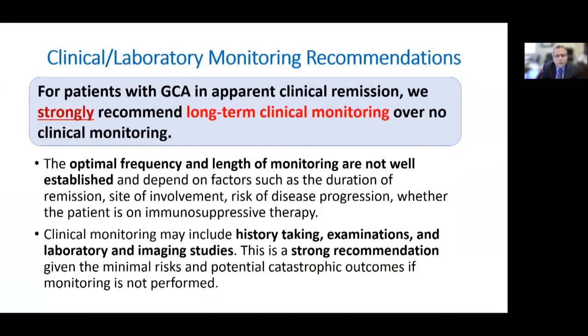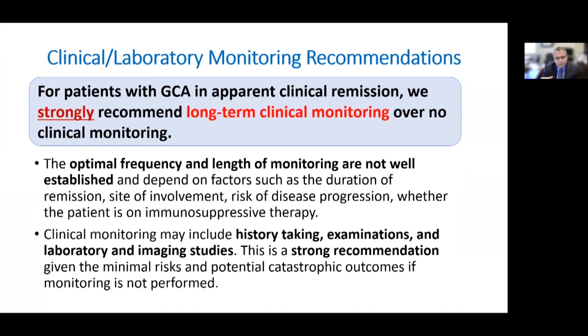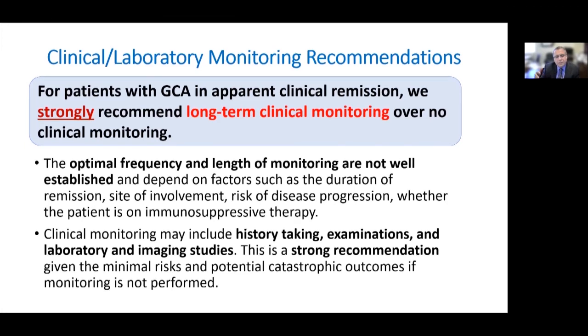This is the only strongly recommended recommendation from the panel, suggesting that patients with giant cell arteritis indeed need long-term clinical monitoring over no clinical monitoring at all. And that is because of the development of complications of the disease later in life, the aortic dilatation that we talked about, or stenosis, but more concerning about the aorta, and then persistence of inflammation that could occur very smoldering, not knowingly, if not being managed and monitored throughout the years.